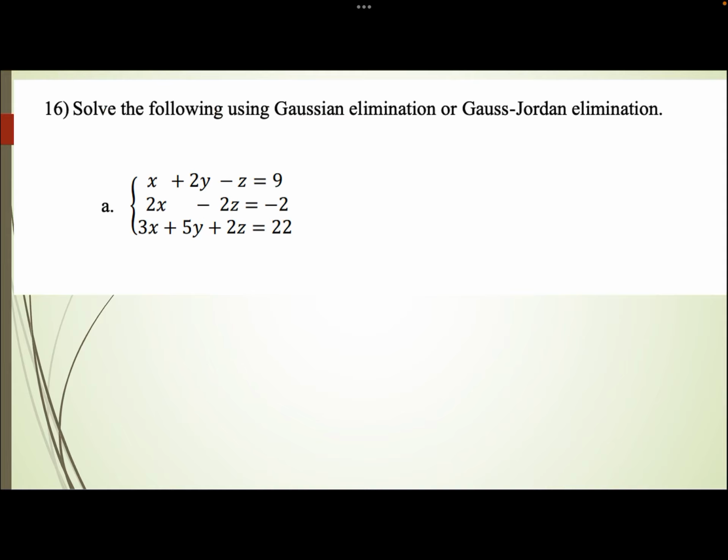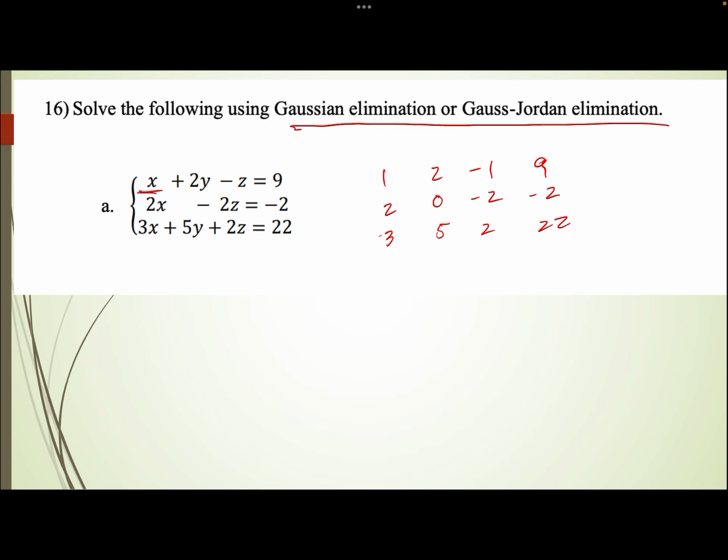Okay, we're going to solve using Gaussian or Gauss-Jordan, which remember just means set it up as an augmented matrix. So I want a 1 in the top corner, which they have given me. And I write it like this. And then don't forget the 0 for the y, because I'm missing a y term. And then 3, 5, 2.